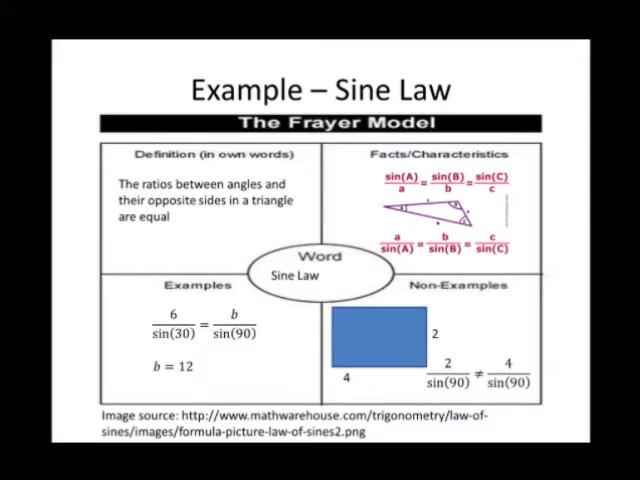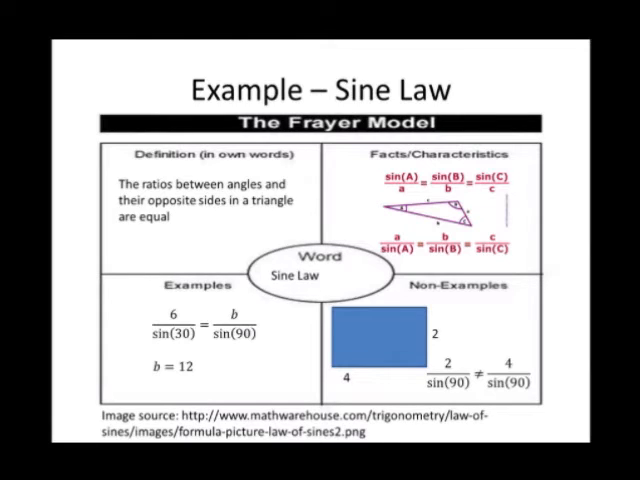The first example is with sine law. I've defined sine law in the middle as the word I would like to do. For the definition, in my own words, I've said sine law states that the ratios between angles and their opposite sides in a triangle are equal. For facts and characteristics, I wrote down what that means in terms of a math equation and drew a picture as well. For an example, I picked a triangle with sides 6 and B and opposite angles 30 degrees and 90 degrees. So using this, I can find that B is equal to 12.